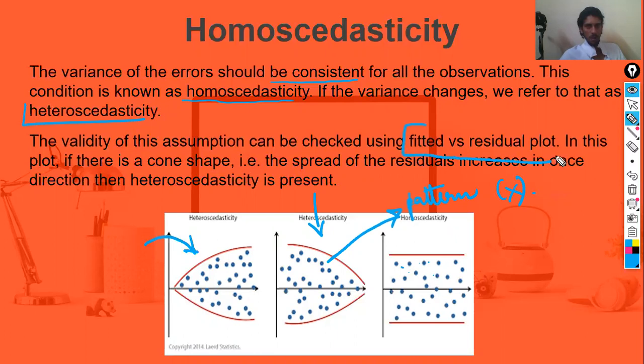The validity of this assumption can be checked using this plot, guys. The name of the plot is fitted versus residual plot. It's a very, very important interview question. If someone asks you how would you check the homoscedasticity, then now you have an answer, and the answer is fitted versus residual plot. In this plot, if it is cone shaped, then the spread of residuals increases in one direction, which means that heteroscedasticity is present, which is not favorable.